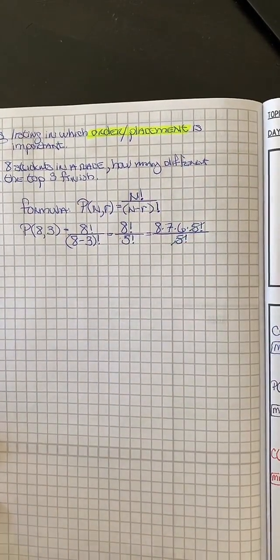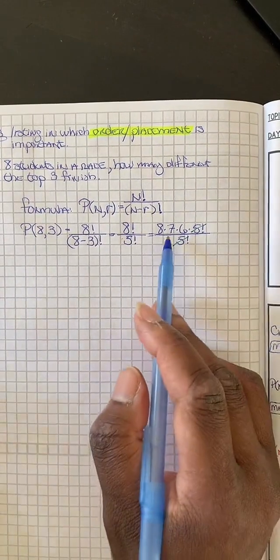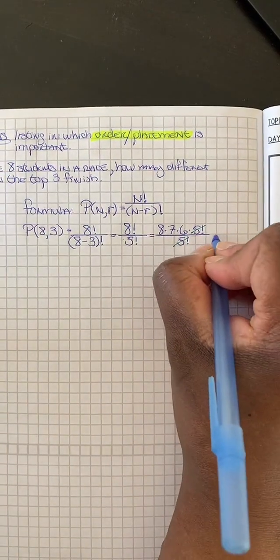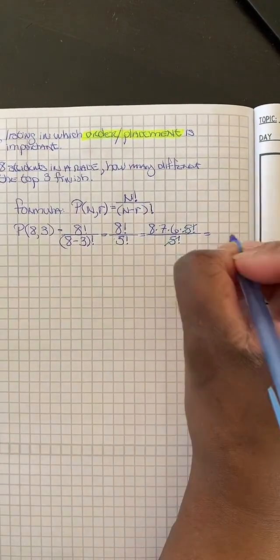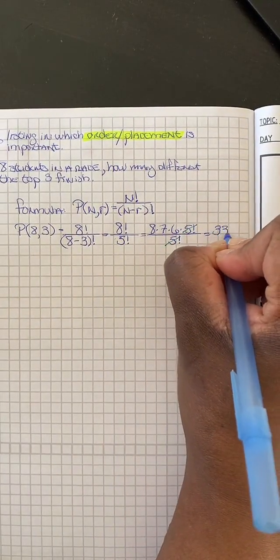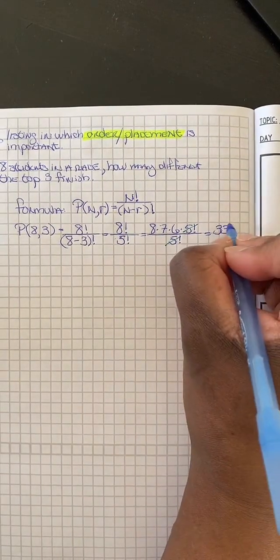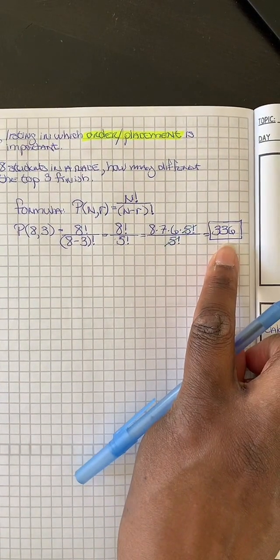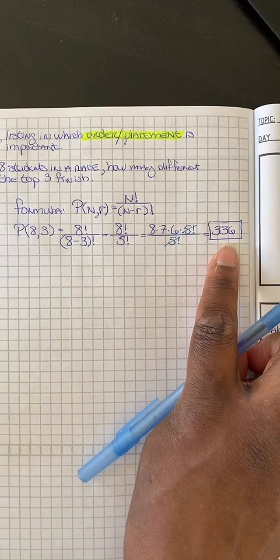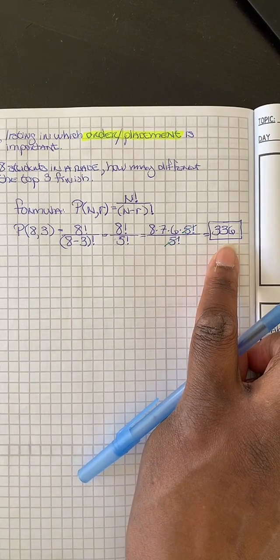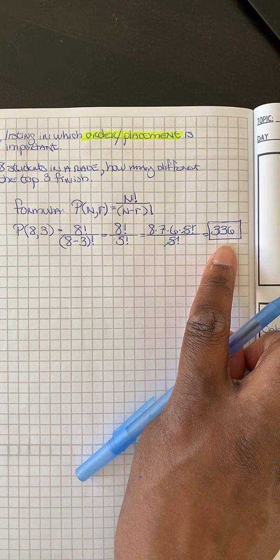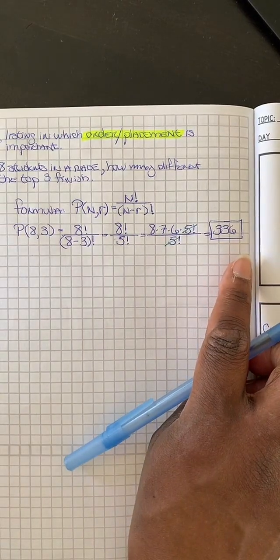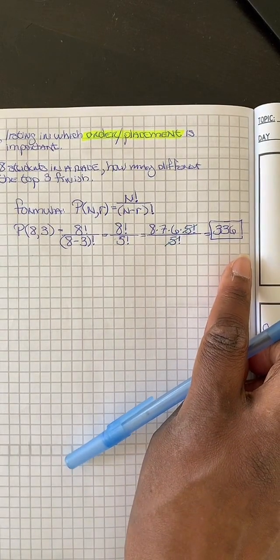So now all you have to do is focus on the 8 times the 7 times the 6, which gives us 336. So this is the number of different ways that you can have 8 students in a race be the top 3 slots. Okay. Any questions so far?